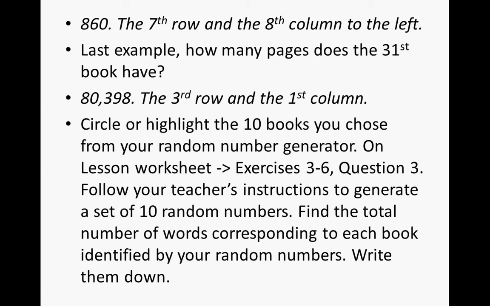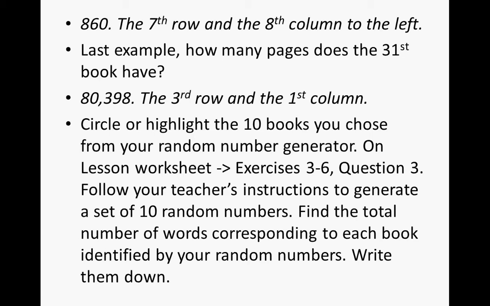So circle or highlight the 10 books you choose from your random number generator. On lesson worksheet, exercises 3 through 6, question 3. It says follow your teacher's instructions, which I've already given you, to generate a set of 10 random numbers. Find the total numbers of words corresponding to each book identified by your random numbers and write them down. So go ahead and do that, and then pause the video, and when you're done getting your 10 random numbers and books, go ahead and continue.